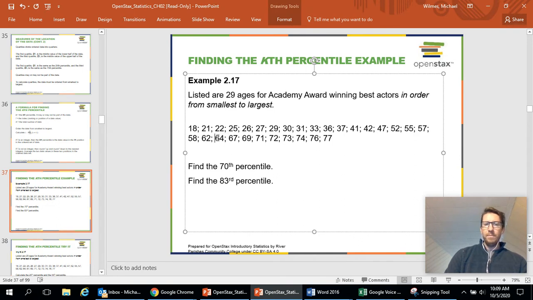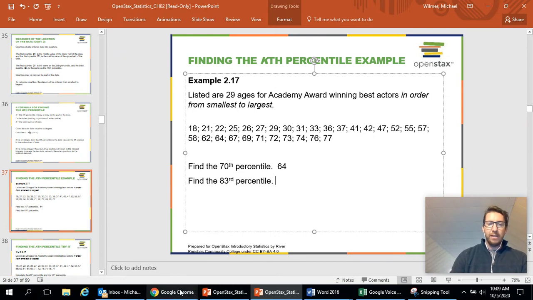So that's our 70th percentile. That makes sense. 30% is above it, 70% is below it. And we have 1, 2, 3, 4, 5, 6, 7, 8 above it. That makes sense too, because we have a total of 29. So that answer is 64.